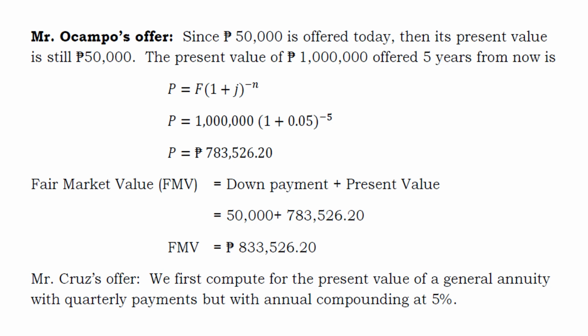Let us now compute for the fair market value of Mr. Ocampo's offer. Since here 50,000 pesos is offered today, its present value is still 50,000 pesos. It will not earn interest as of today, because if we are offered 50,000 today, there is no interest being applied on it. So the present value is still 50,000 pesos.